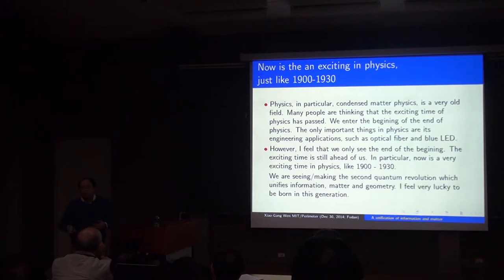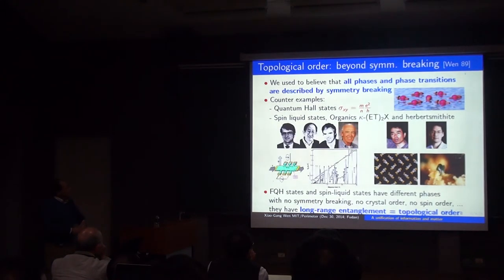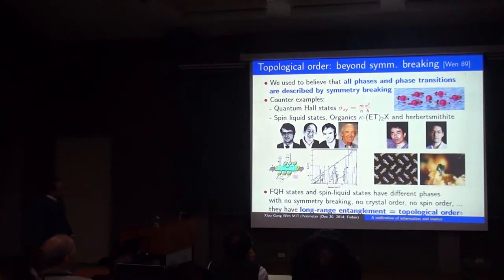Why I think that way is because of what I just explained, we are seeing or making this second quantum revolution. So this generation is a lucky generation, you know, not like a Lambda. So we should feel lucky to be working in this generation. And from this point of view, in condensed matter, we feel we are entering a very exciting period of time.